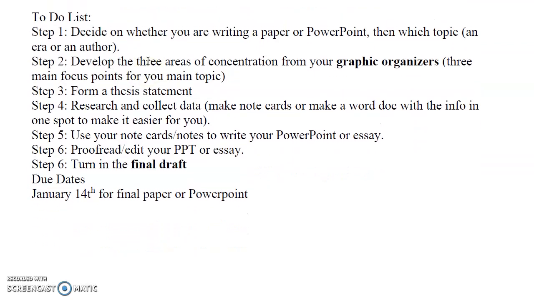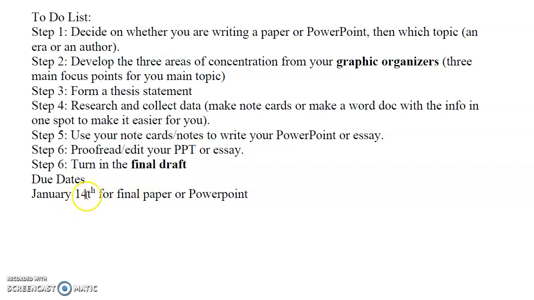So basically your to-do list is you're going to decide: are you writing a paper or doing a PowerPoint, and then are you doing an era or an author? Once you've made that decision, you're going to look at 3 different areas of concentration. Like major things that happened in that era, the literature that came from what was going on, and major authors. Those can be your 3 areas of concentration, and then you will form your thesis statement, research and collect data. I suggest you either make note cards or a Word document with the information so it's all in one spot for you. Then you're going to use that to write your PowerPoint or your essay. We'll proofread or edit your essay and then turn in the final draft.